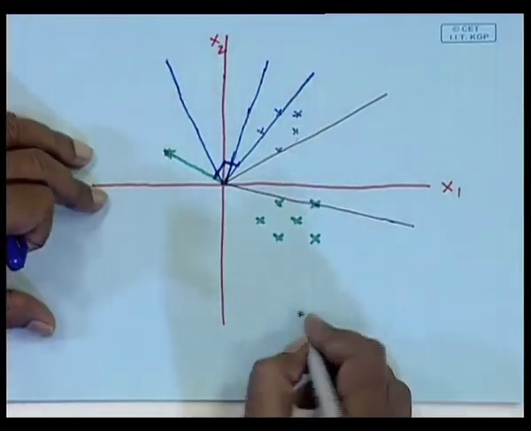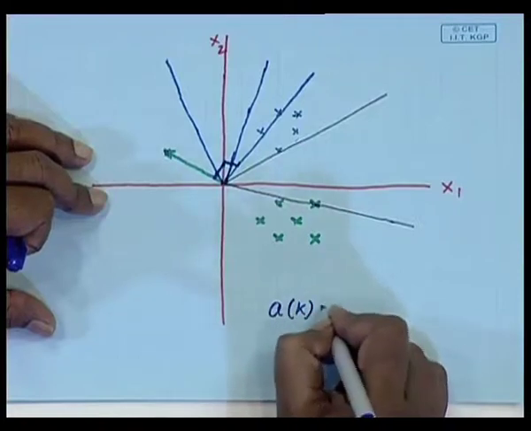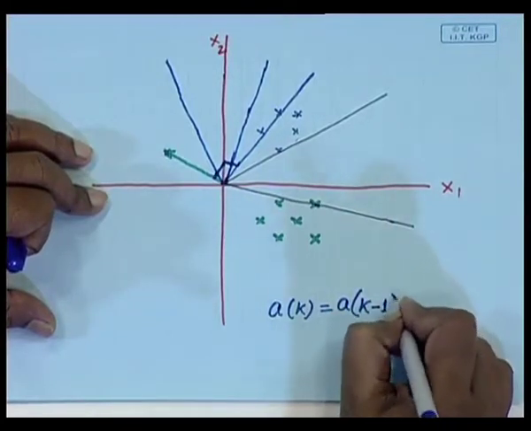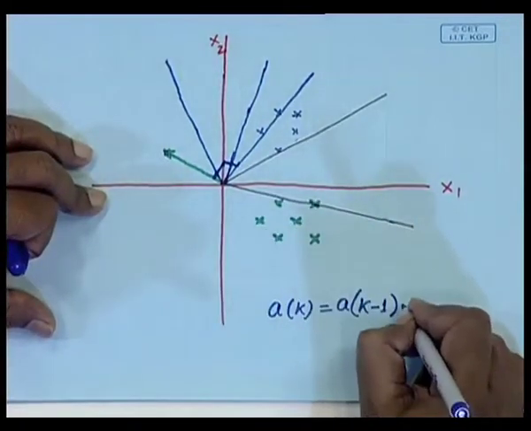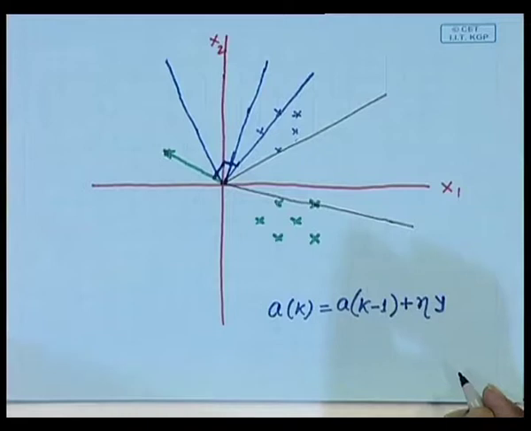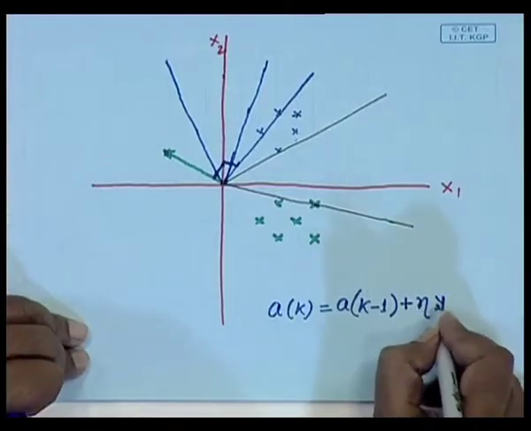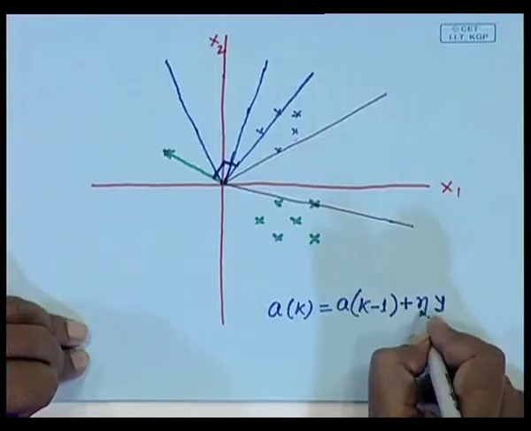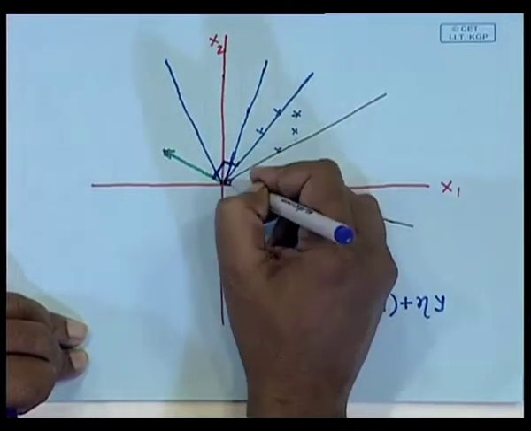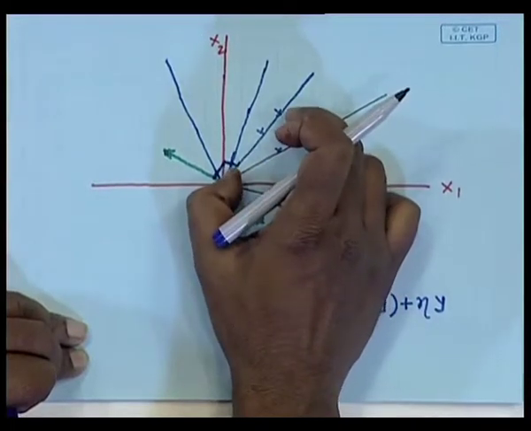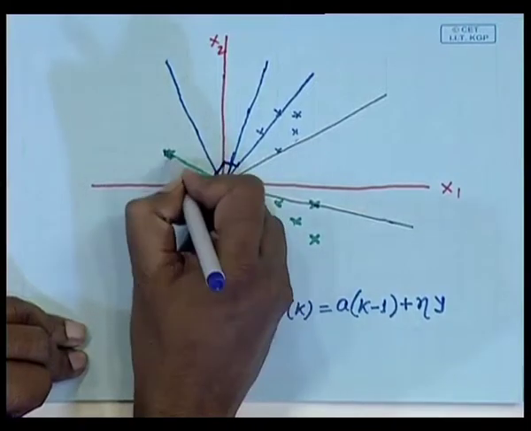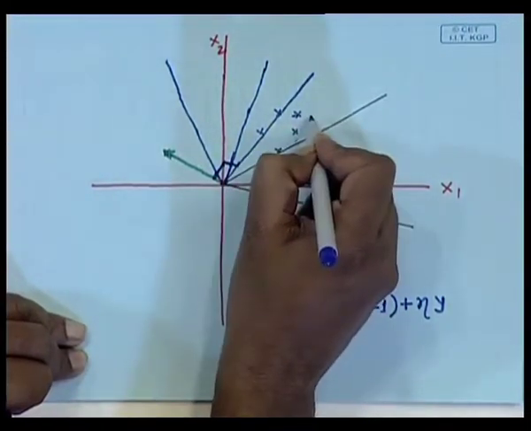And what is my algorithm? My algorithm says A k is equal to A k minus 1, the previous iteration, plus a constant eta times y, which is misclassified. What it means is that this vector y will be scaled by a factor eta, and that will be added to A k minus 1. So, this is the vector y which has been misclassified. A scaled version of this will be added to this weight vector. That means the weight vector will be moved in the direction of this vector y by a certain fraction.